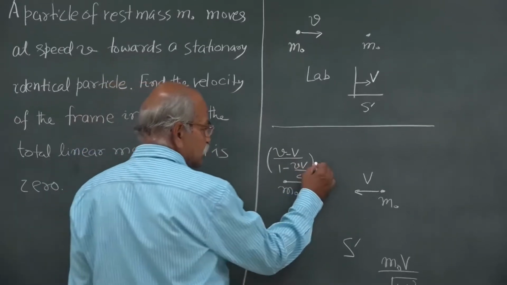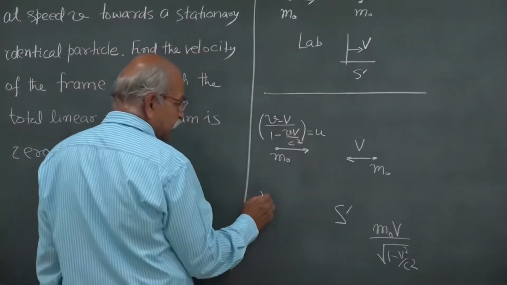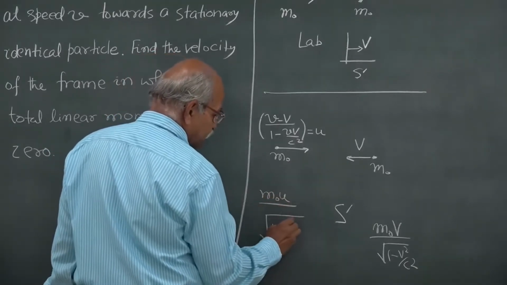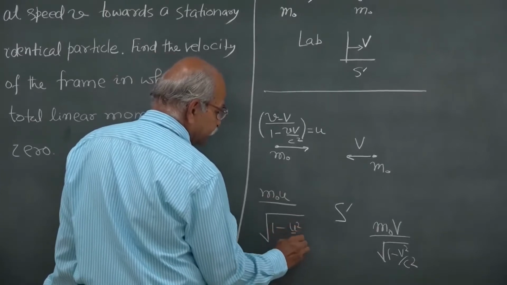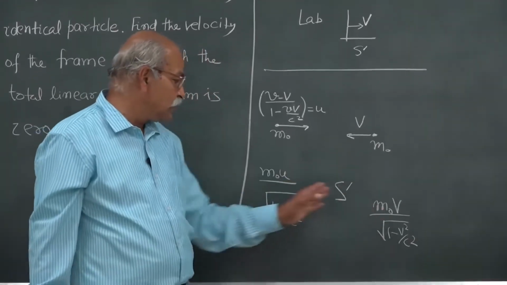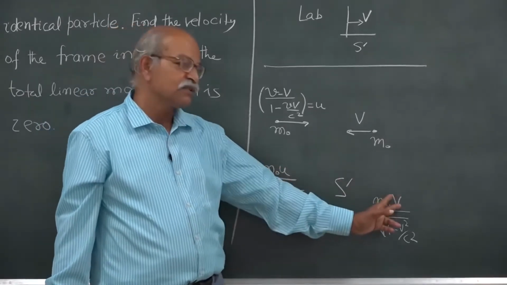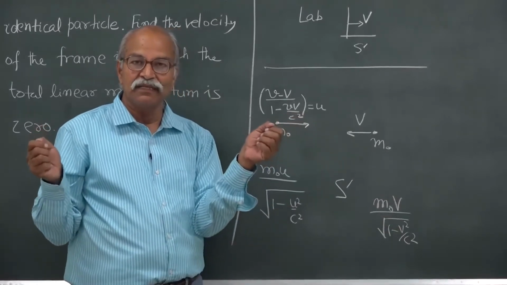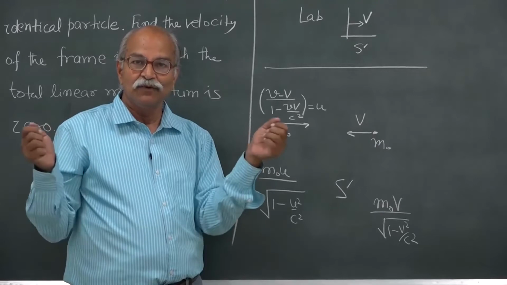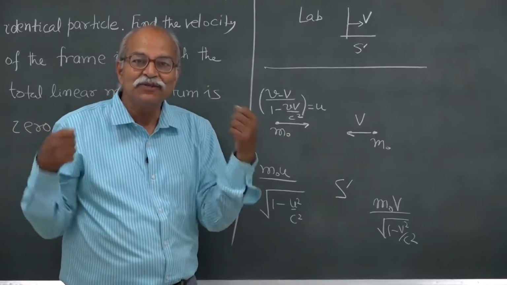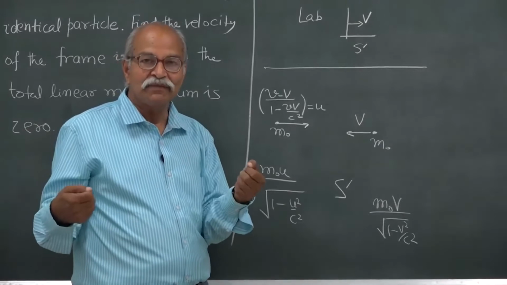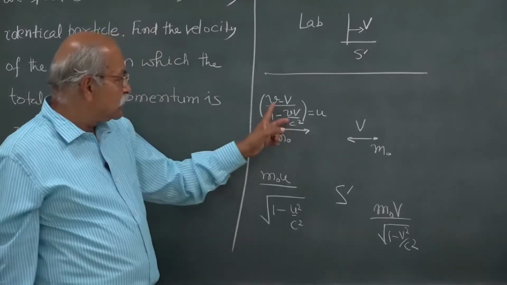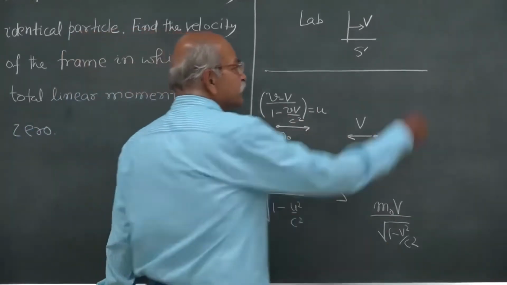And here, if this is u, then this will be m naught u divided by square root of 1 minus u square by c square. So, if these two are to be equal, this u should be equal to this v. If you have the same rest mass particles moving towards each other and the total linear momentum should be 0, then their speeds must be equal and opposite. So, this u is same as this v.